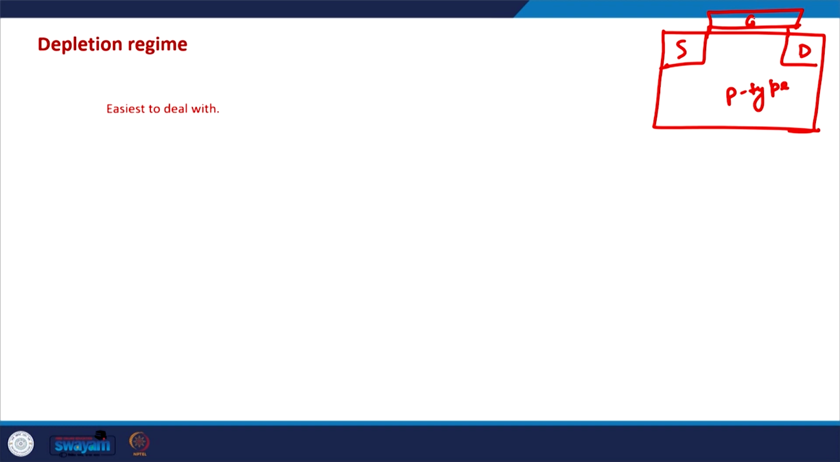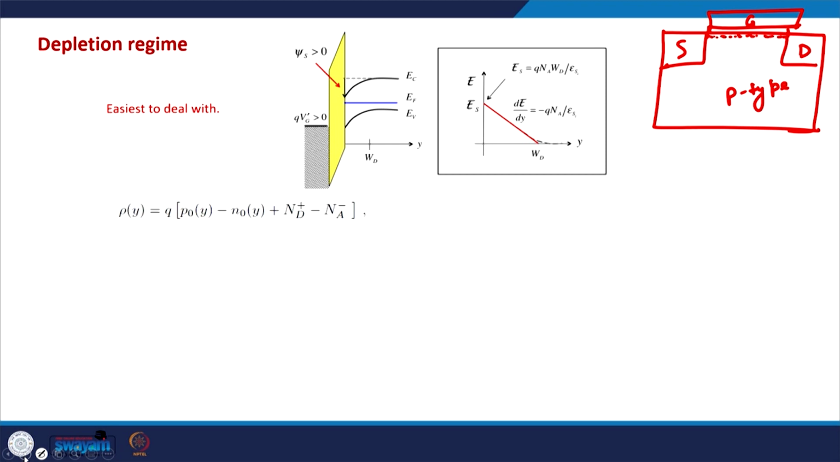When a positive voltage is applied on the gate terminal, that repels the holes and a depletion of holes happens, and for a larger positive voltage, the minority carrier electrons accumulate at the interface, and that is known as the inversion region. Before the inversion, before the electrons are accumulated at the interface of the oxide and the semiconductor, the region of operation is known as the depletion region of the MOSFET, and the depletion region is actually easiest to deal with. That is why we took it first, because we can precisely solve the Poisson equation in this region.